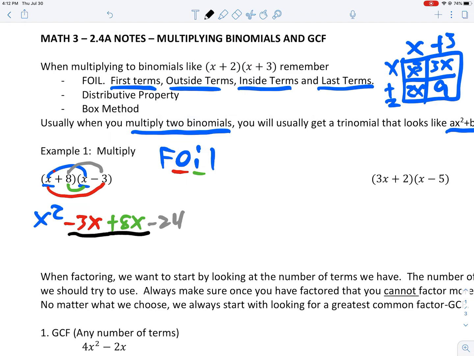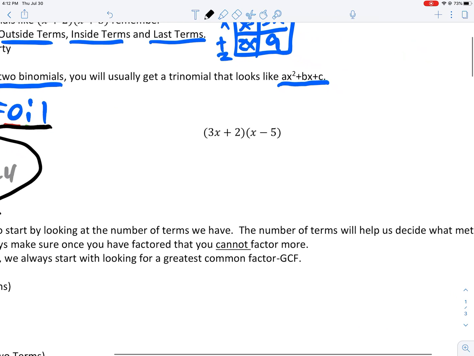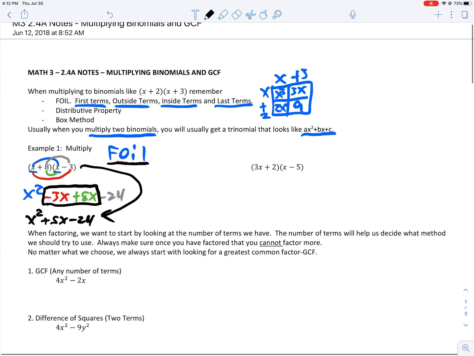And if you do this correctly, every single time, those should be like terms that you can combine. It's just sometimes they might combine to 0. In this case, they don't. So I have x squared, combine my like terms, so plus 5x minus 24. So I had two binomials, they multiply to give me a trinomial. Again, trinomial means 3 terms, binomial means 2 terms, monomial is 1 term. And we'll get to polynomials later in the year. So that's using FOIL. That's the method that I'm sure most of you are familiar with.